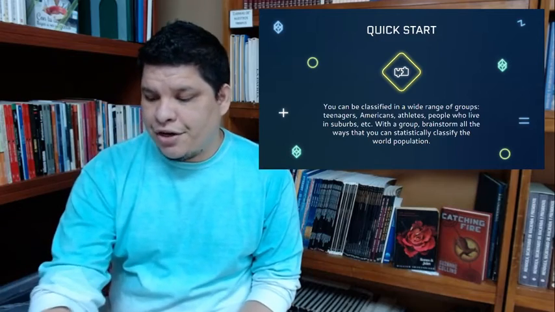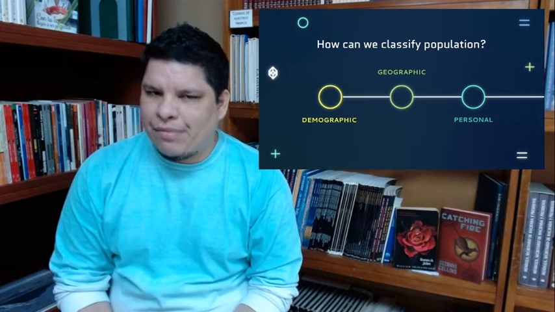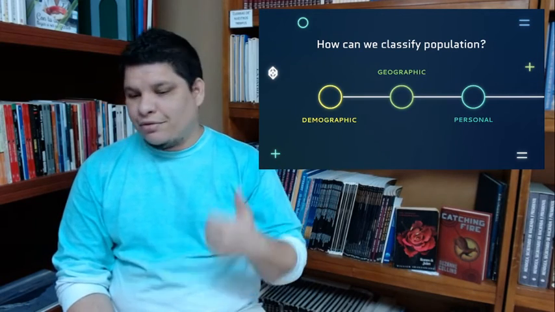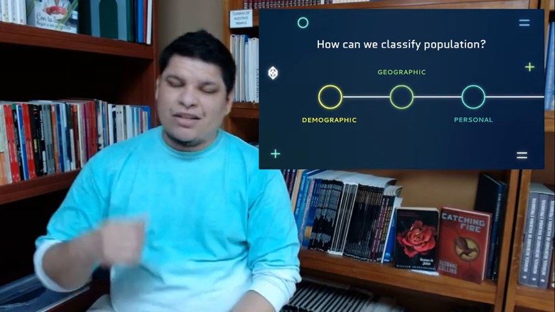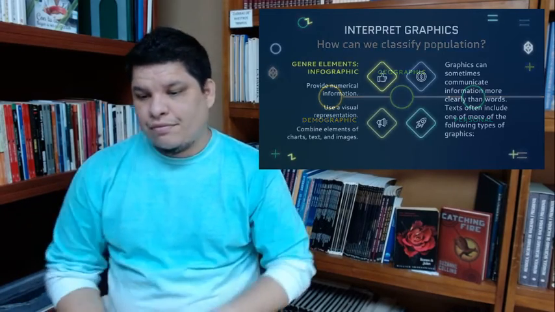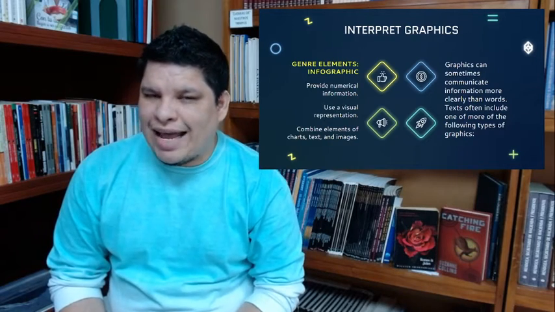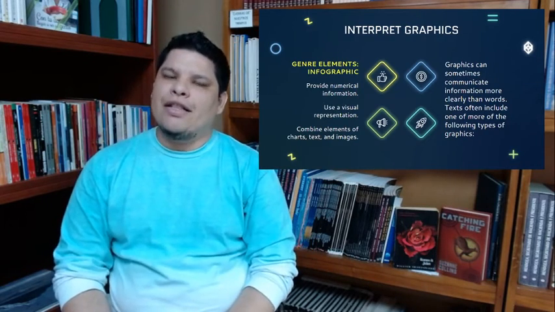Now we're going to continue with the next part. How can we classify population? Here are some examples. Demographically, geographically, personally. We are going to interpret graphics as our first activity in this class.